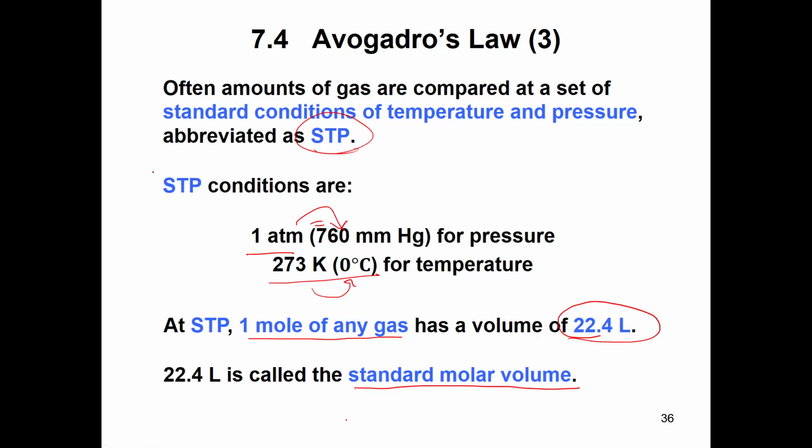Okay? It has to be at 1 atmosphere of pressure and 273 Kelvin. So those two things are constant, all right? And so then we know that a mole of gas is going to occupy 22.4 liters, and that's called the standard molar volume.